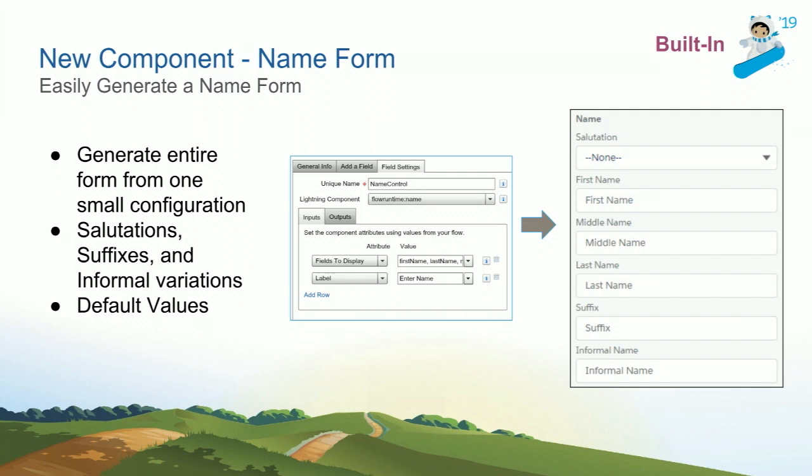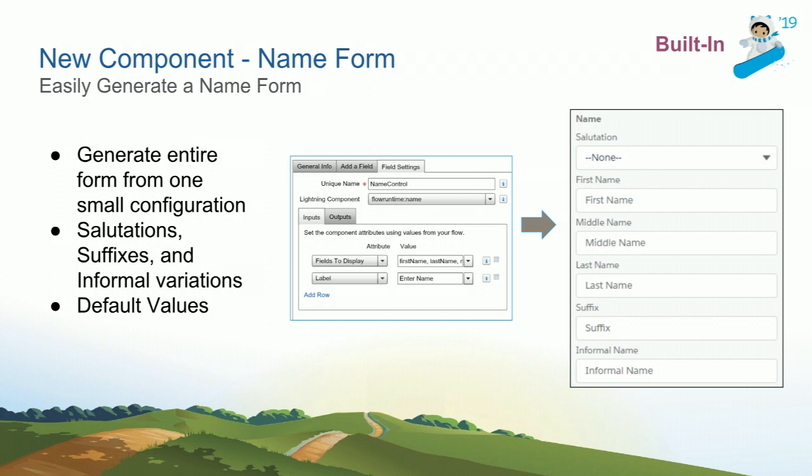We're starting to deliver components that are designed to save you time. This is called simply the name form. And what it's designed to do is let you bring up a full name form inside of Flow without having to actually manually add all of the form fields individually.